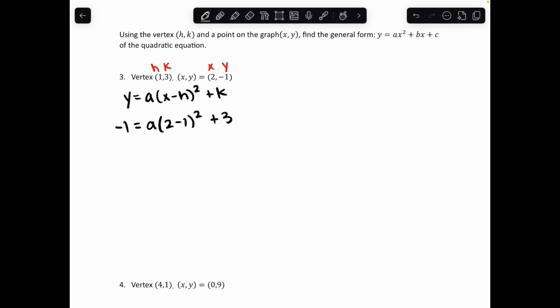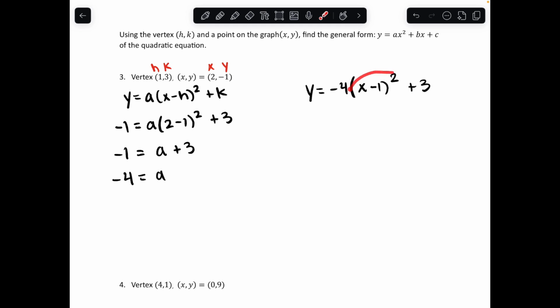Now 2 minus 1 is just 1, and 1 squared is also 1. So we're really just left with negative 1 is equal to a plus 3. Subtracting 3 from both sides, we get that a is equal to negative 4. Now, plugging it back into our equation, we have that y is equal to negative 4 times (x minus 1) quantity squared, and then plus 3.